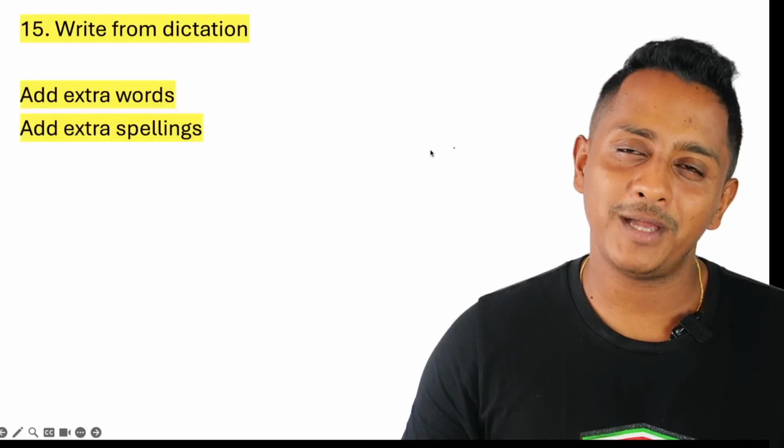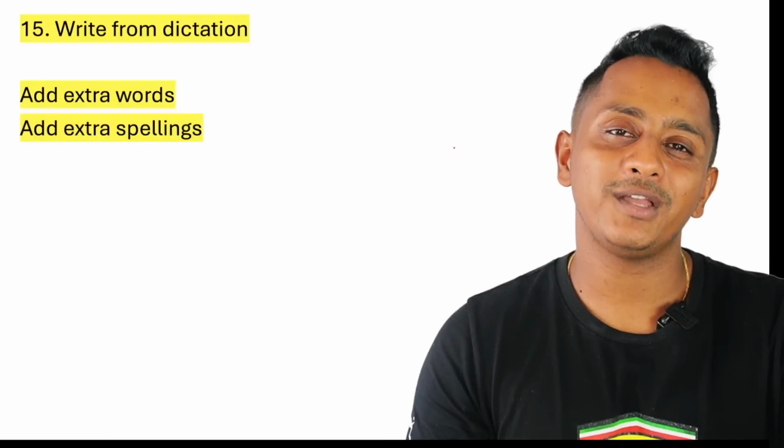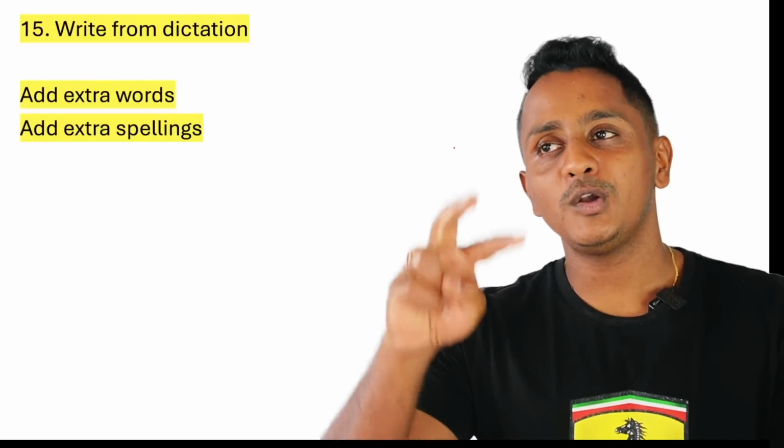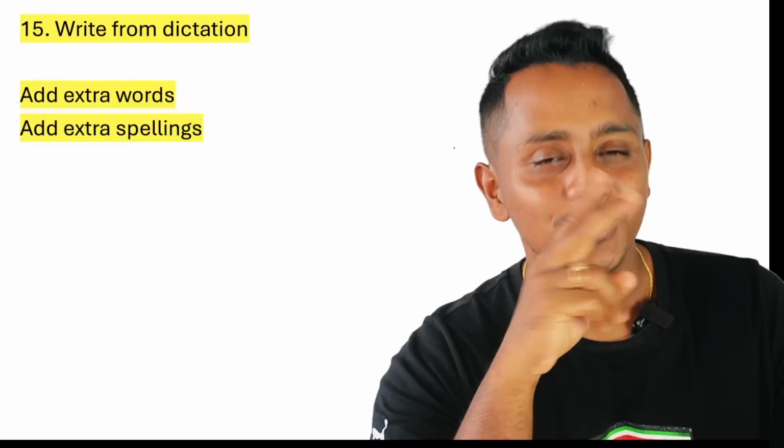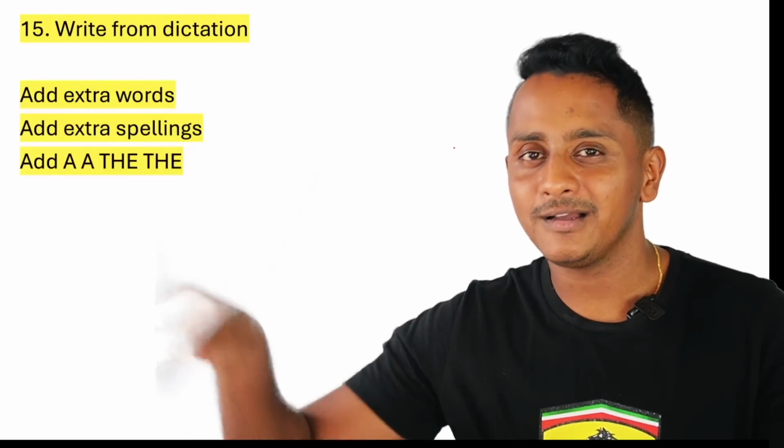The conference is set to happen tomorrow. Conference is a spelling problem, tomorrow is a spelling problem. Conference is CONFE or FA, write both. Tomorrow, TOMM, ROW, RROW, write both. Whichever is correct, you get the marks. In the end, add the.